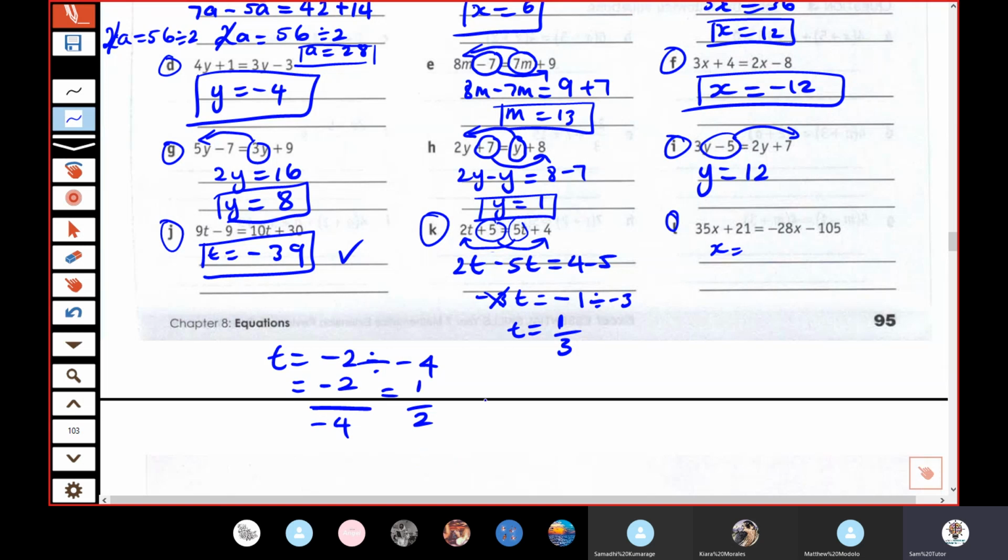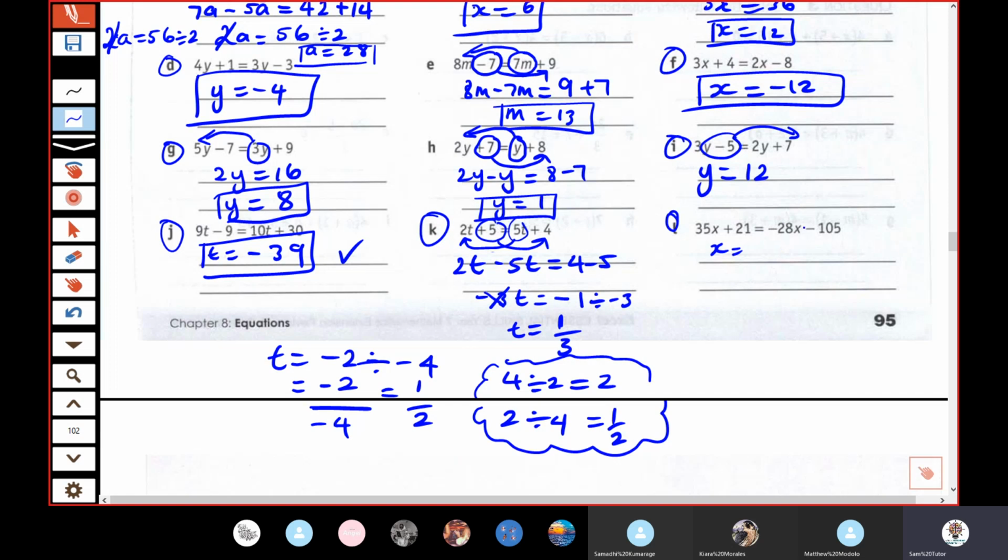So be careful. If it was 4 divided by 2, yes, that's 2, but 2 divided by 4 is a half. So that's an important one. 4 divided by 2 is 2, but 2 divided by 4 is actually a half.